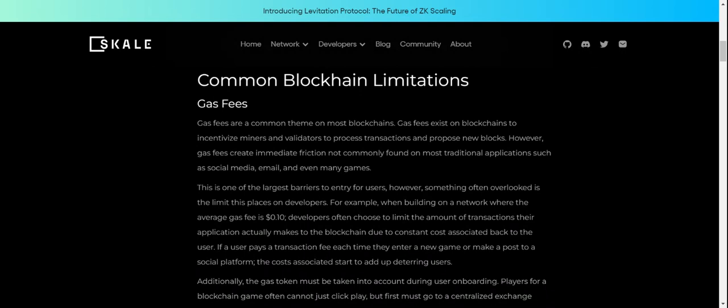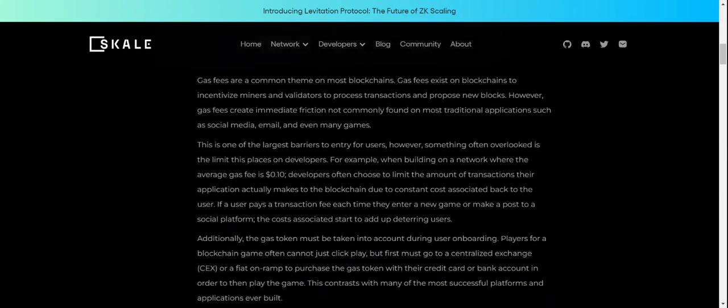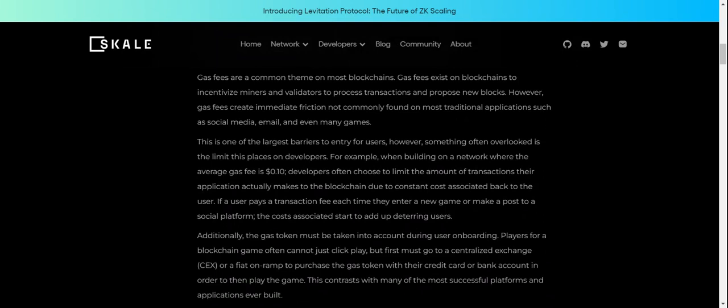But as gas fee dey create immediate friction, you no fit see am commonly for most traditional application wey be like social media, email, and even many games. So dis one come be one of the largest barrier for users if dem wan enter web3 space.